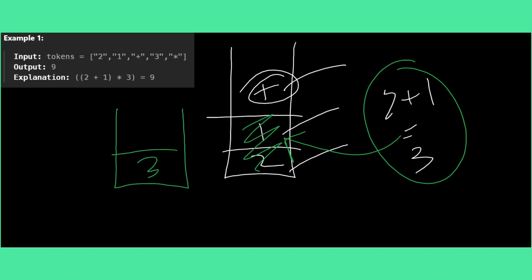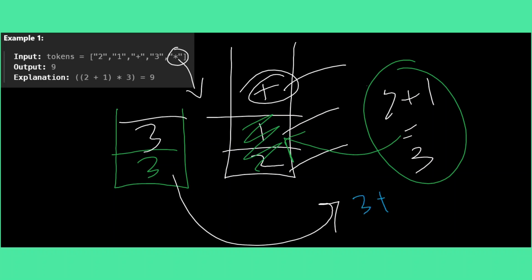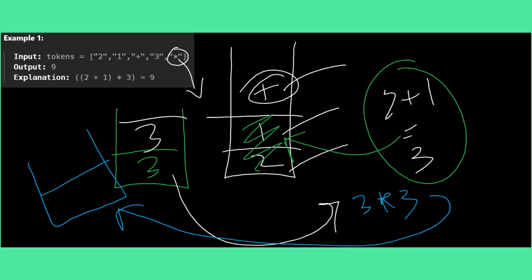Now the next item is 3. I will push 3 to the stack, then I found a multiplication, right? So this will go back to the same route, 3 times 3, and this will be pushed back to the new stack, and the top of the stack will always be the result. I don't think you'll ever have any other value in the stack other than the result value. But yeah, basically the top will always be the result. So yeah, let's go.